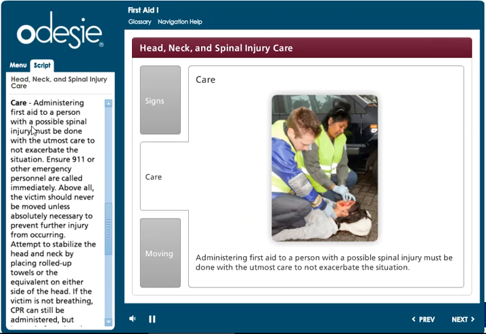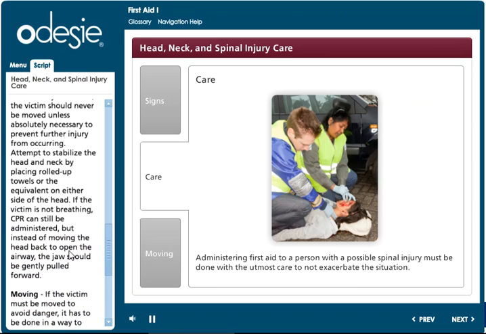Administering first aid to a person with a possible spinal injury must be done with the utmost care to not exacerbate the situation. Ensure 911 or other emergency personnel are called immediately. Above all, the victim should never be moved unless absolutely necessary to prevent further injury from occurring. Attempt to stabilize the head and neck by placing rolled-up towels or the equivalent on either side of the head. If the victim is not breathing, CPR can still be administered, but instead of moving the head back to open the airway, the jaw should be gently pulled forward.